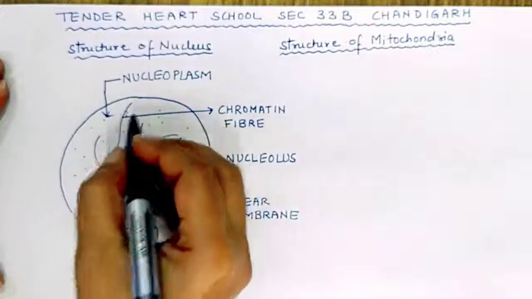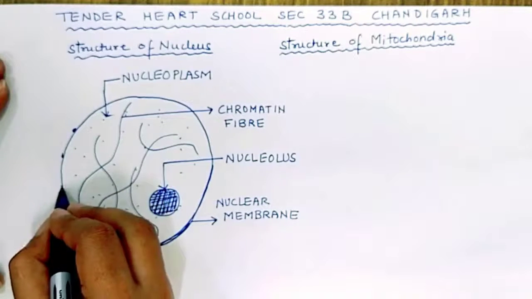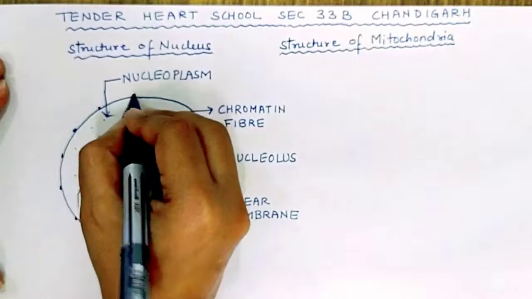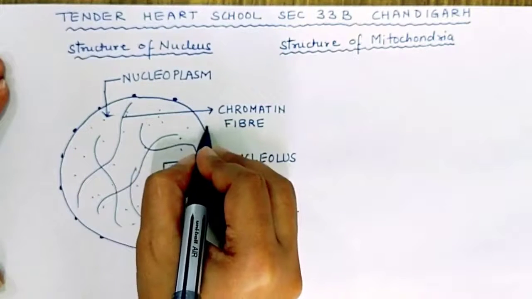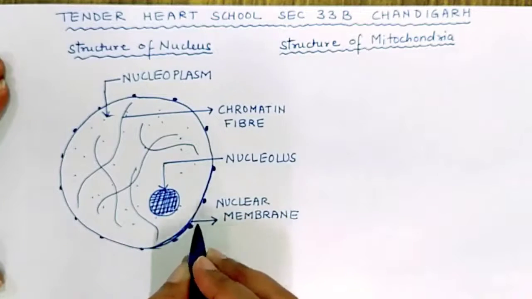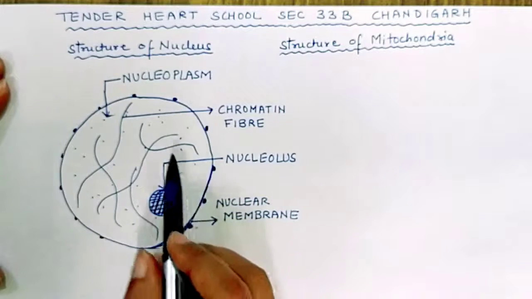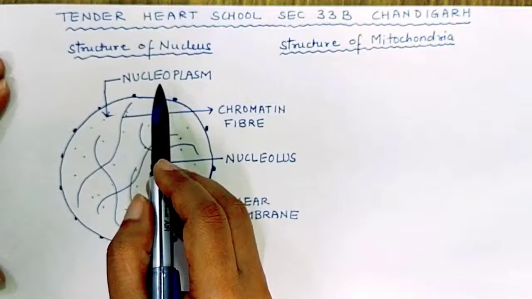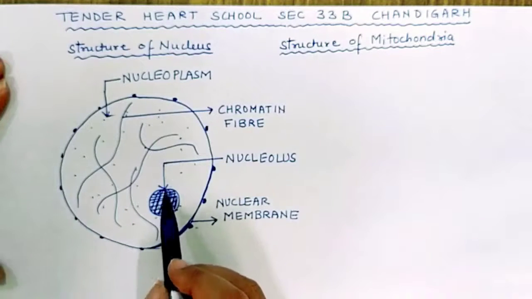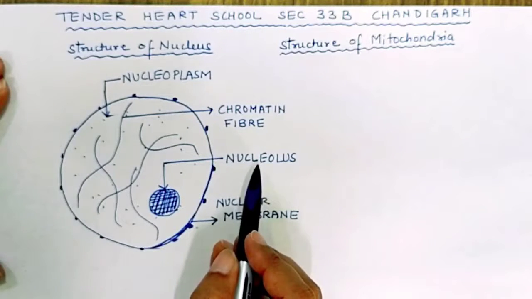Again you can see the outermost covering of the nucleus. This outermost covering is called the nuclear membrane, which is a protective membrane giving protection to the parts present inside the nucleus. Then inside the nuclear membrane, the fluid is called the nucleoplasm. Then there is a circular organelle present inside the nucleus. This is called nucleolus. Function of nucleolus is protein synthesis.